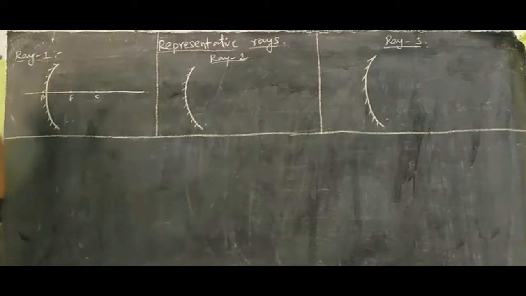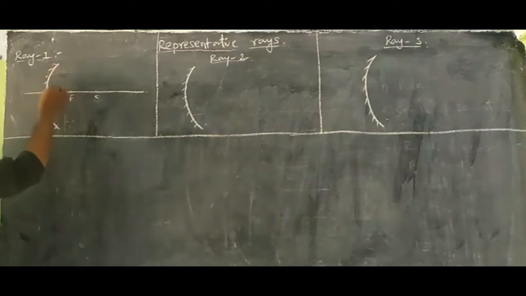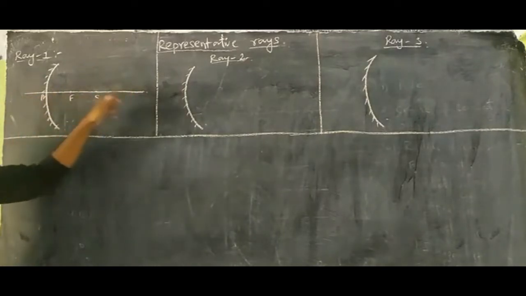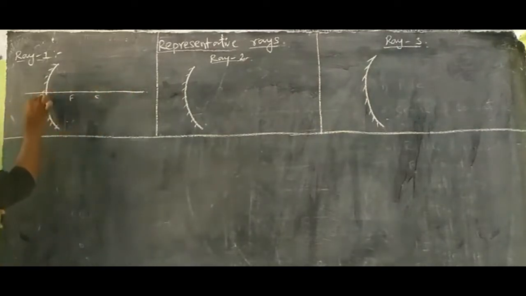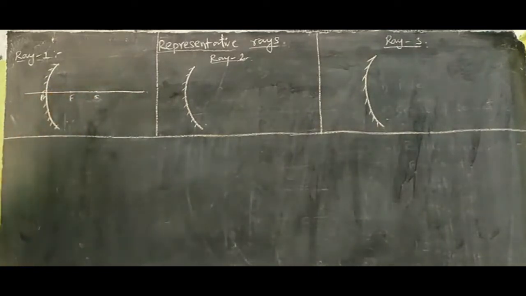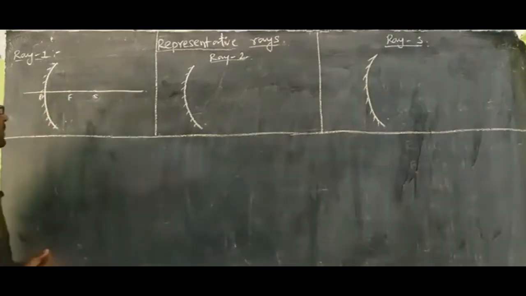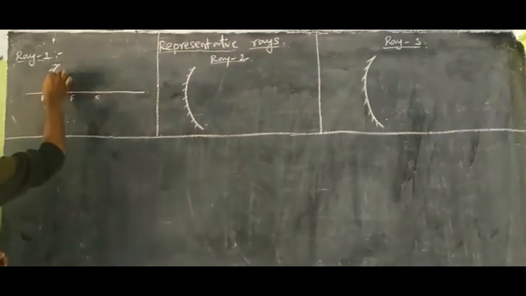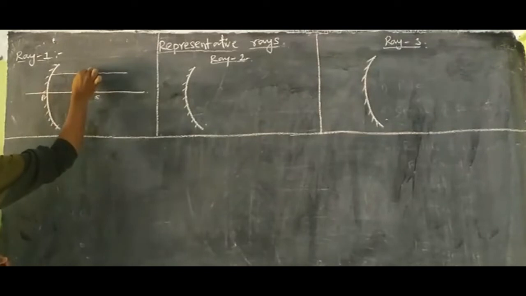This representation is a must in every diagram. So that is the concave mirror, and its silvering should not be forgotten. Next, on the principal axis we should represent the pole, center of curvature and focus. Let us take the first representative ray, that is the ray which is parallel to the principal axis.